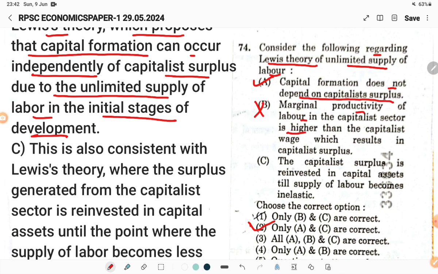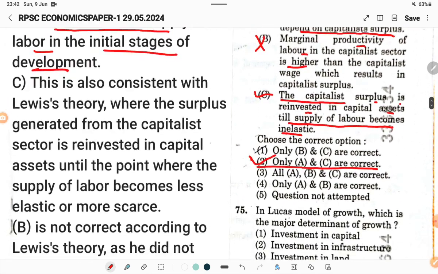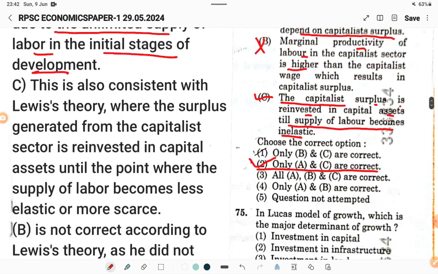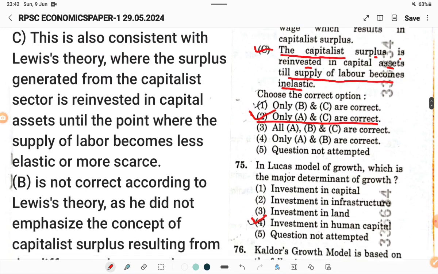Now the third statement C: the capitalist surplus is reinvested in capital assets until the supply of labor becomes inelastic. This statement is right here because this is consistent with Lewis theory, where the surplus generated from the capitalist sector is reinvested in capital assets until the point when the supply of labor becomes less elastic or more scarce. So statements A and C are correct here, and it is shown by option B, option 2. So only A and C statements are correct. You can see the explanation here.